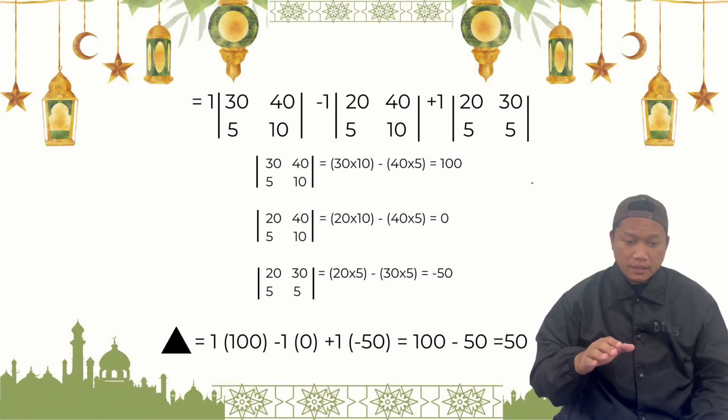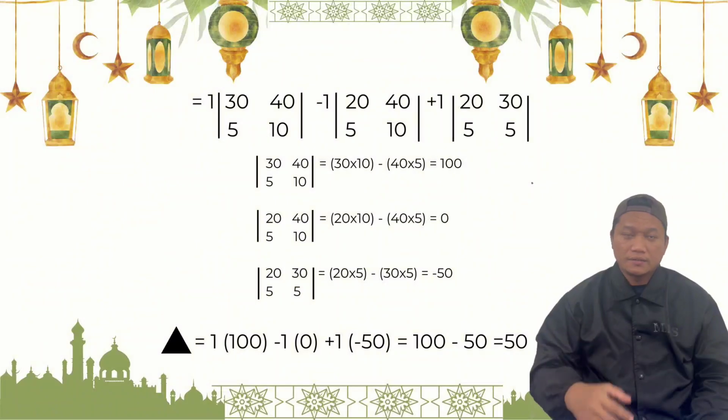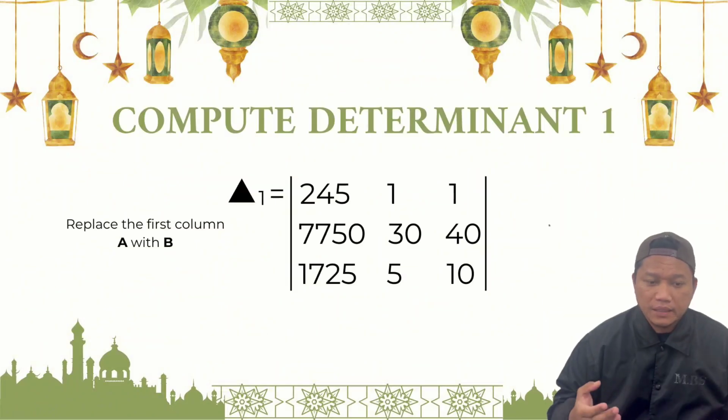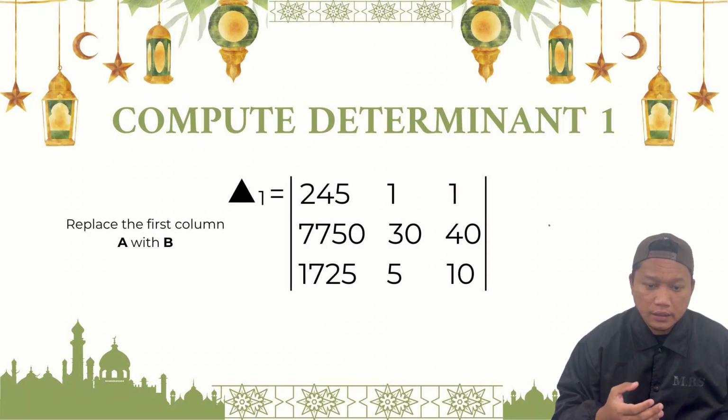Since the determinant is not equal to 0, we can proceed with Cramer's rule. Step 3, we will compute determinant 1. To find determinant 1, we replace the first column of matrix A with matrix B. Determinant 1 equals [245, 1, 1; 7,750, 30, 40; 1,725, 5, 10].